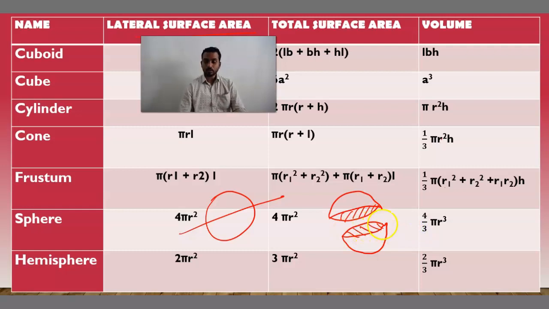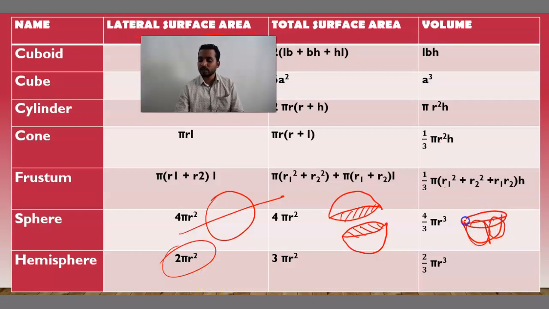Okay. Now for the hemisphere, what is the lateral surface area? If you write the 2D diagram of this, it looks like this. So if you cut this, we get 2 circles, right? So the lateral surface area is 2 pi r square. Total means these 2 surfaces plus this open surface. Can you see this? This is the surface. Here we have 2 surfaces, 1, 2, and this is 3. Totally we have 3 surfaces. So 3 pi r square.